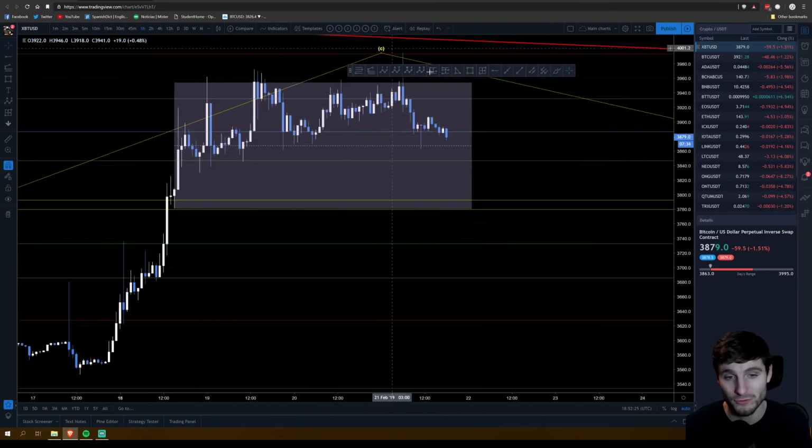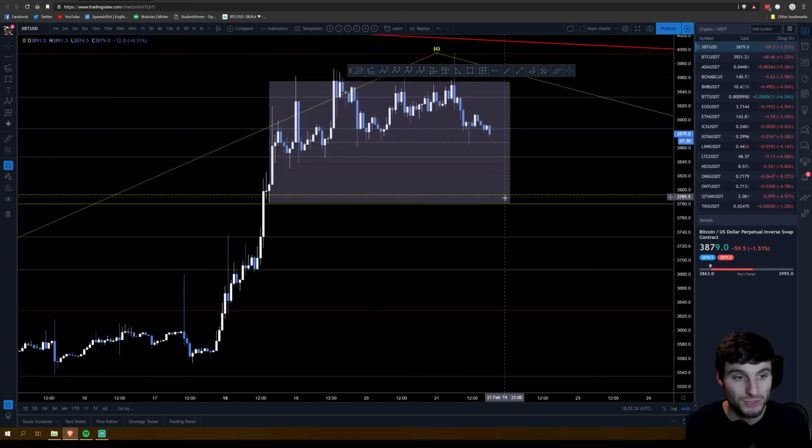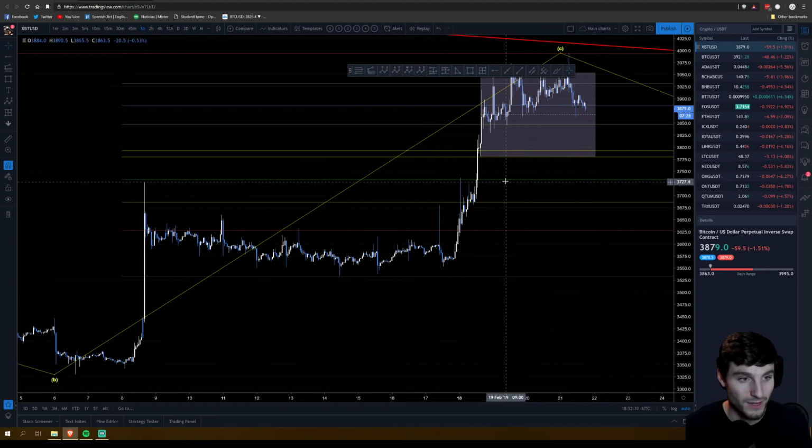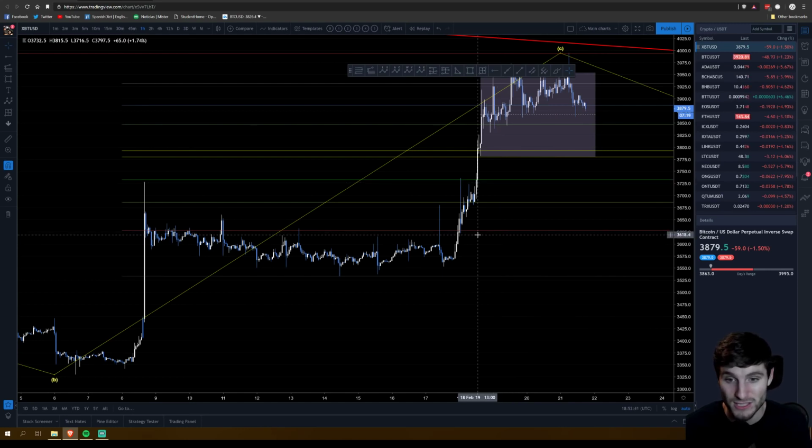If not, we're going to have to look for a pullback to bottom channel support firstly. And if we lose bottom channel support, then just offhand here, looking to around 3,720, 3,730, 3,620, more or less. These are sort of the areas you'd be looking at.